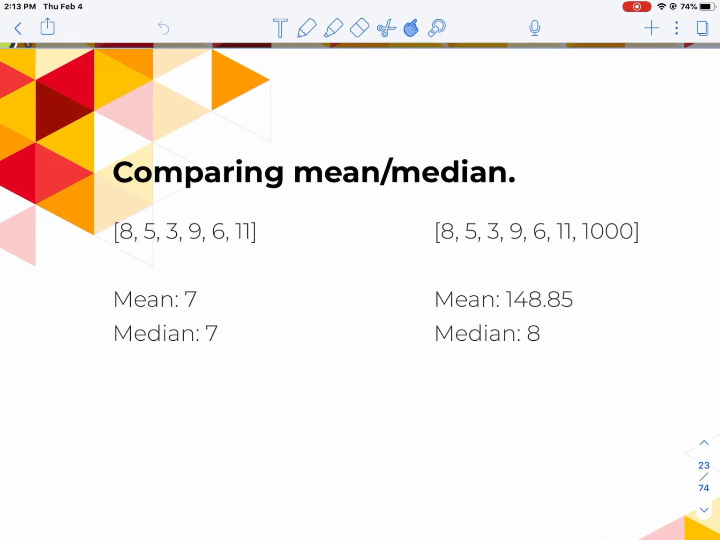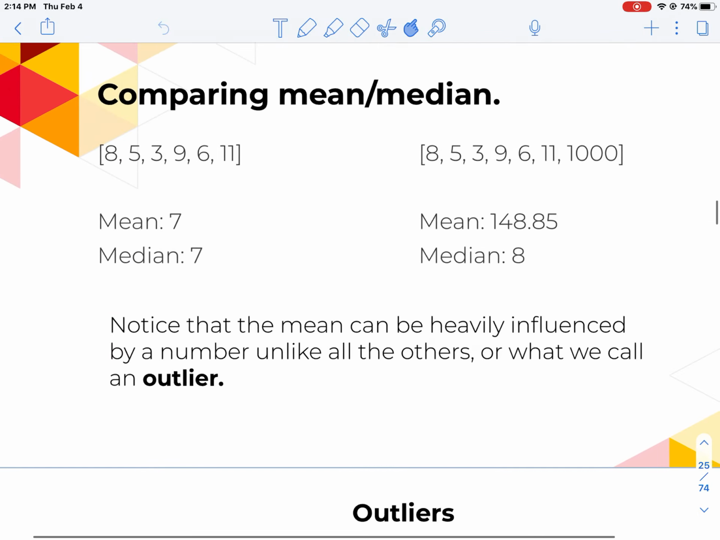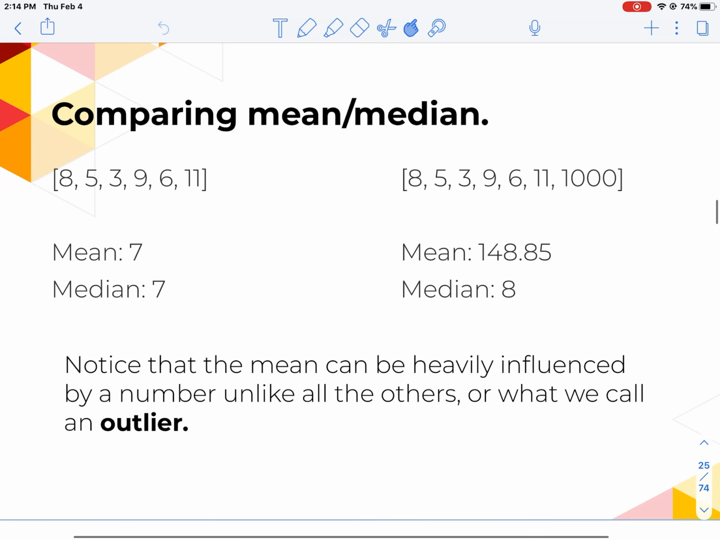Now remember, I added a really big number. In this case, I'll add 1,000. You can notice how that really changes the mean, but it doesn't change the median too much. So just remember that the median is better at telling us the center of the data when there's an outlier. The number 1,000 is called an outlier.